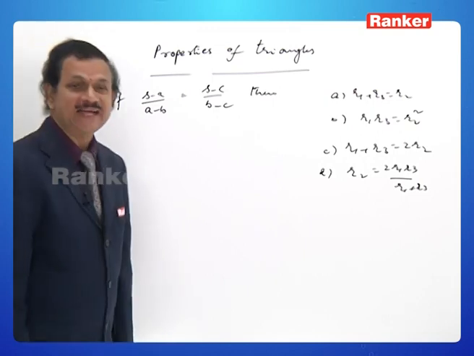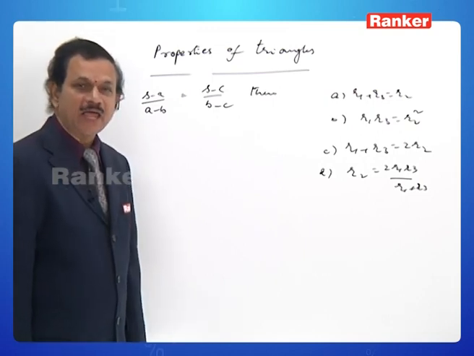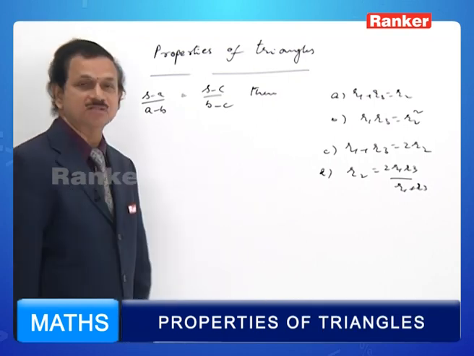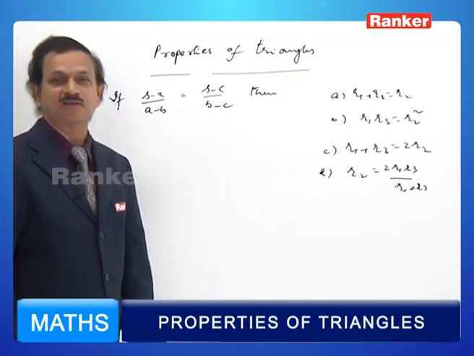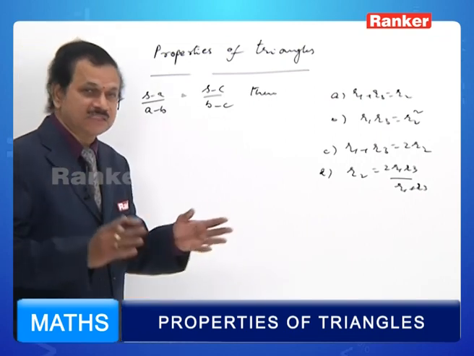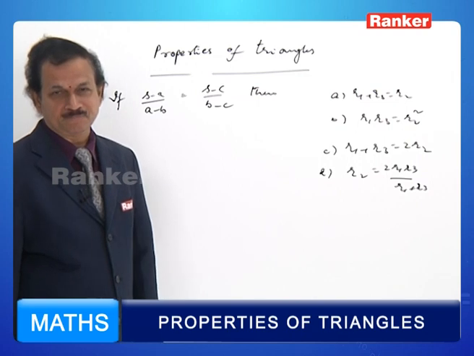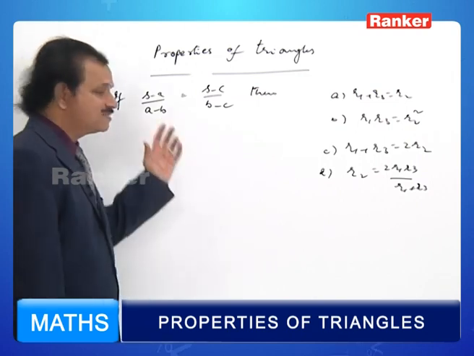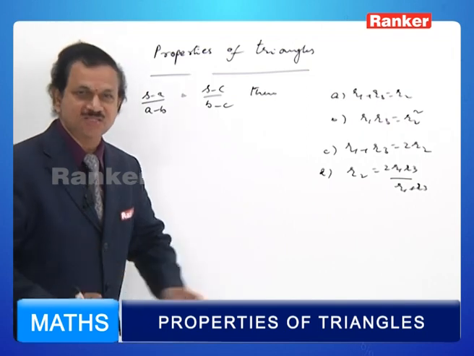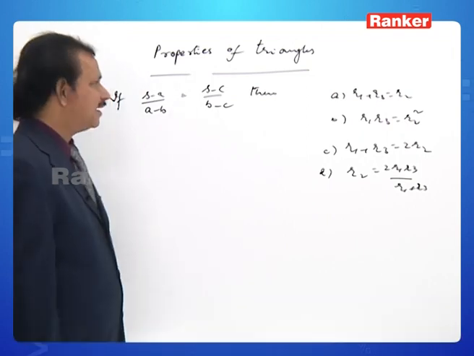See, in the data, s, a, b and c are given, and in the options R, R1, R2, R3 are available. So, you first of all fix the plane of thinking. How to get these letters converted in terms of R1, R2, R3. That is essential. Yes, let us start.